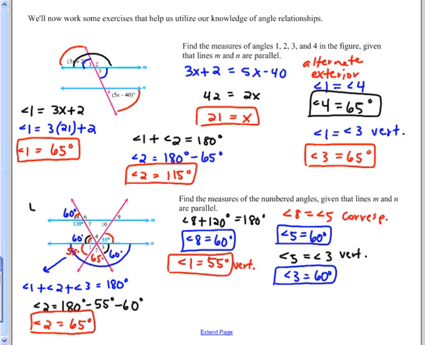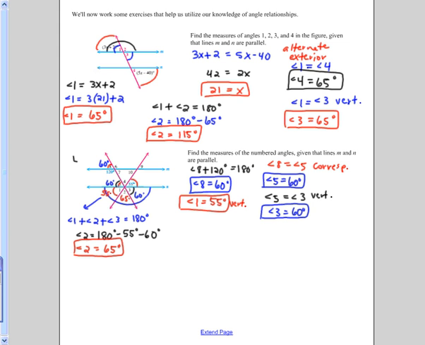I'm going to extend my page. That's going to zoom us out a little bit. Hopefully you can still see what's going on. Angle 2 is equivalent to angle 4 because they are vertical angles. So angle 4 is 65 degrees.